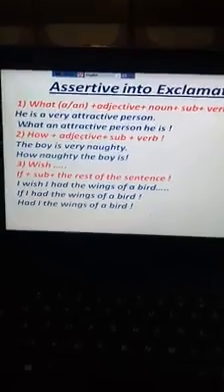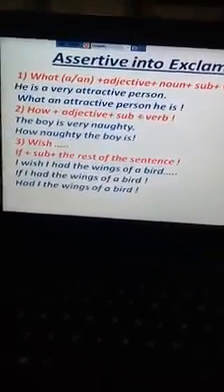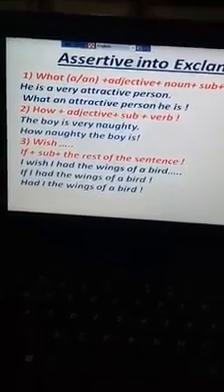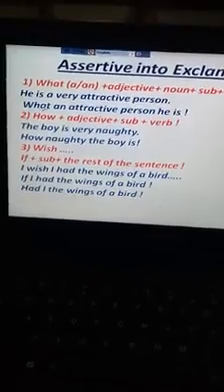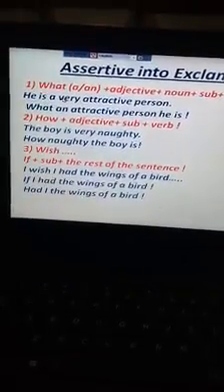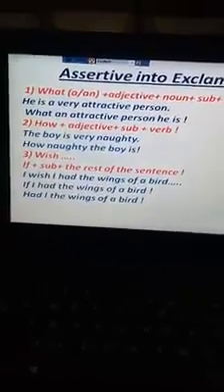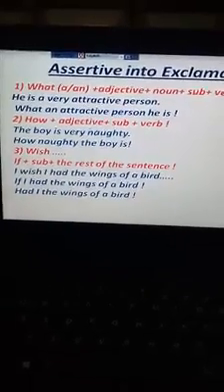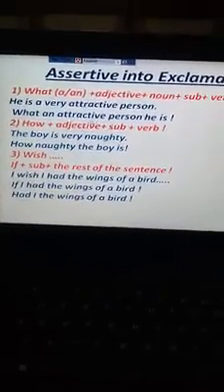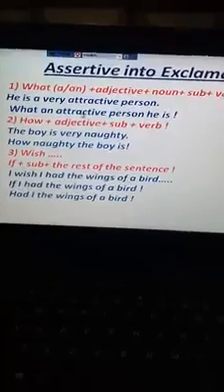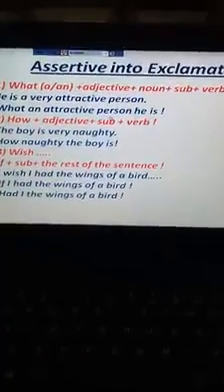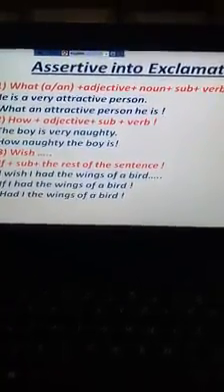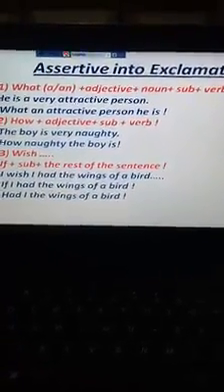So look at the example. He is a very attractive person. And now I have written first what. What is used instead of very. Very is an adverb. That is why I have used what instead of very. So what an attractive person. What an, as an article. And after that I have written the adjective of the sentence, and then noun, and then subject and verb, and note of exclamation. So he is a very attractive person. What an attractive person he is.